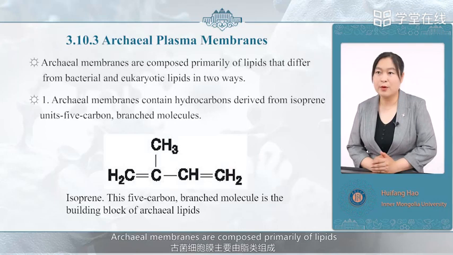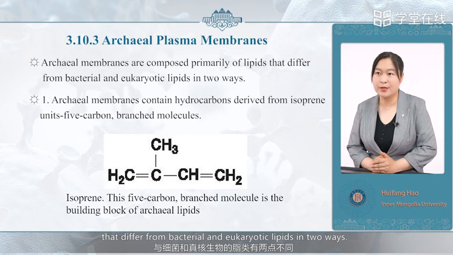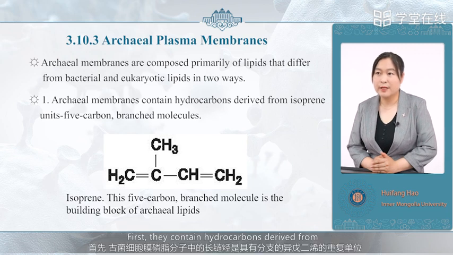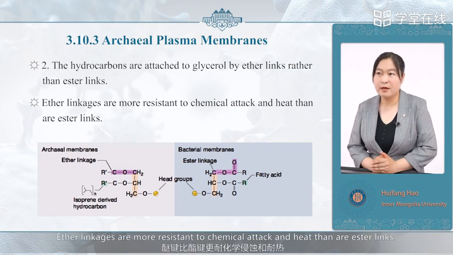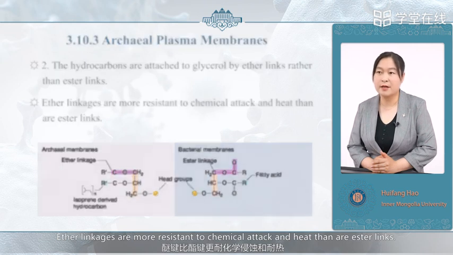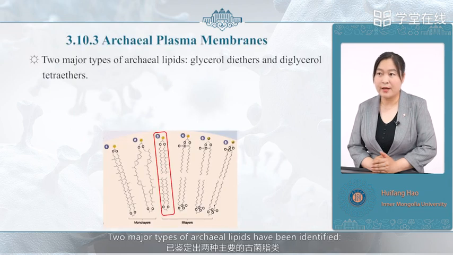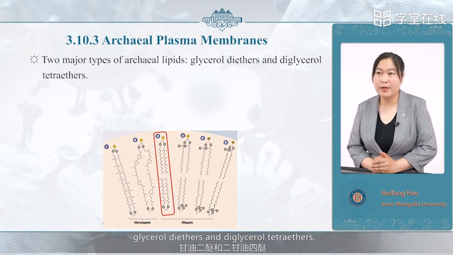Archaea membranes are composed primarily of lipids that differ from bacterial and eukaryotic lipids in two ways. First, they contain hydrocarbons derived from isoprene units, five-carbon branched molecules. Second, the hydrocarbons are attached to glycerol by ether links rather than ester links. Ether linkages are more resistant to chemical attack and heat than are ester links. Two major types of archaea lipids have been identified: glycerol diethers and diglycerol tetraethers.